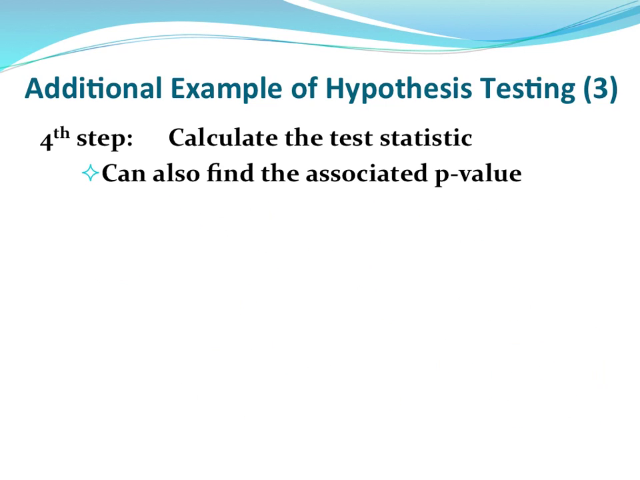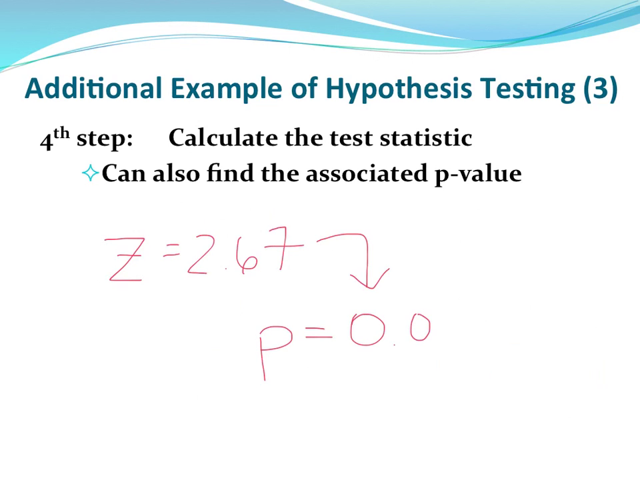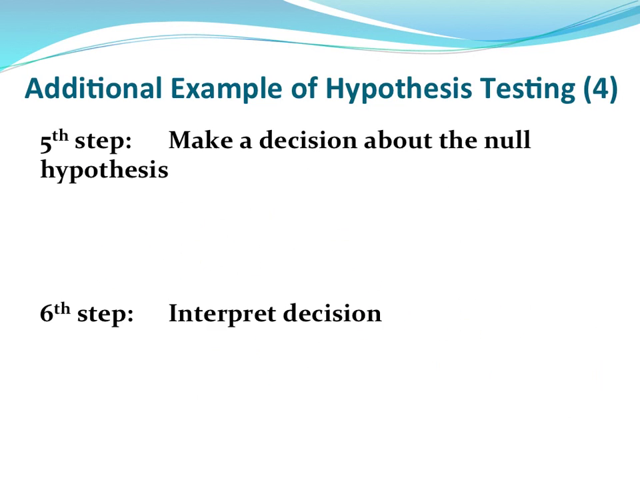We can also find the p-value associated with our calculated statistic by looking at our standard normal table to find the value associated with the z-statistic of 2.67. This will get us a p-value associated with our two-tailed hypothesis test statistic of 0.0076. Our next step is to make a decision about the null hypothesis.